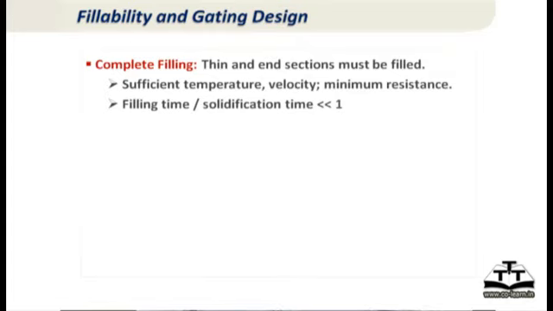So now let's go back and look at our three criteria once again. We said complete filling, and essentially what we mean is that we don't want any unfilled regions, especially long, far regions which are thin and far away from the gates. We want to make sure they are filled properly. And how do we do that? We need to have sufficient temperature, sufficient velocity, and minimum resistance of air and other gases from the mold cavity.